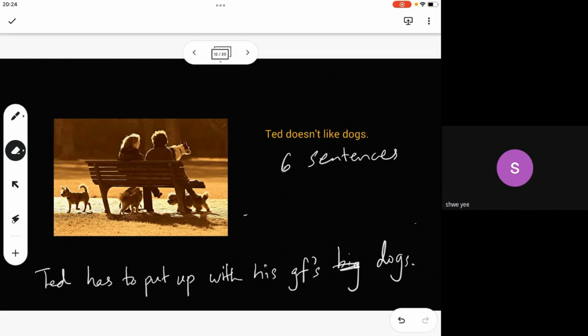Maybe Ted has an allergy to dogs. Ted hates to clean or deal with dog waste. Ted maybe loves the cat. Ted does not want to waste time with dogs. Ted has been bitten by a dog. Ted loves to take photos, take dog photos, although he doesn't like dogs.